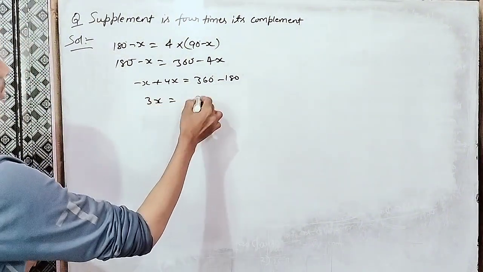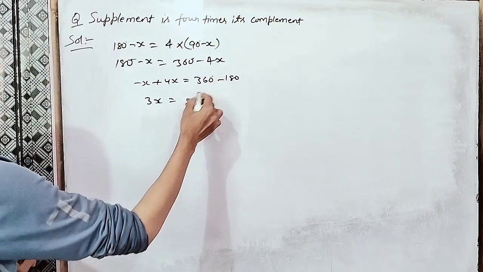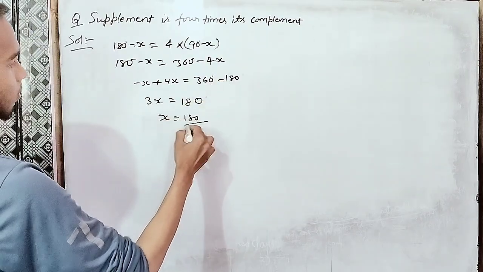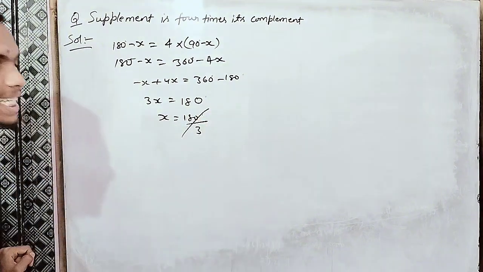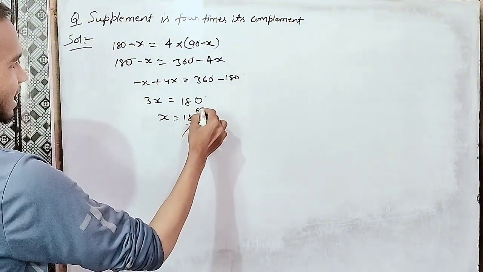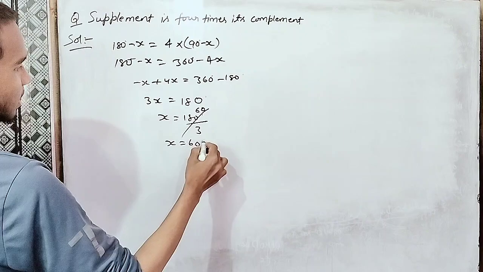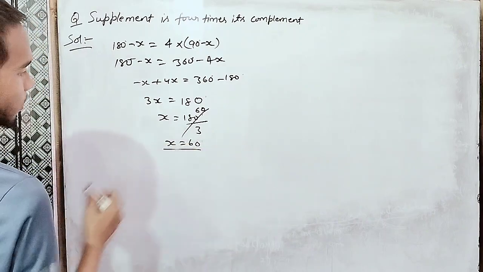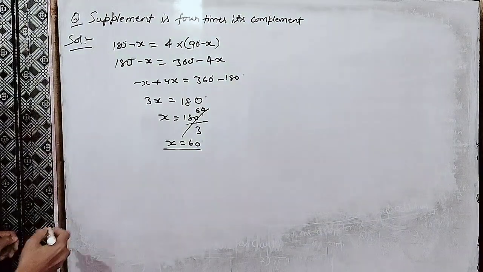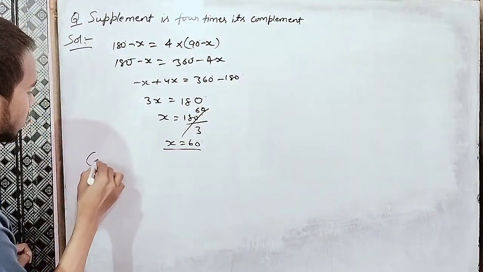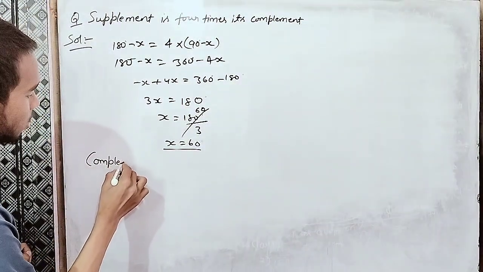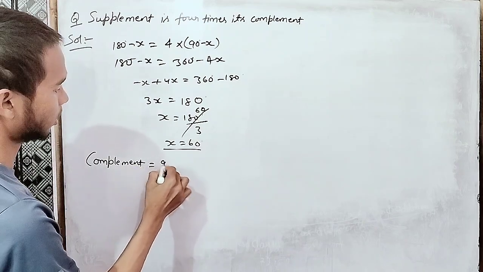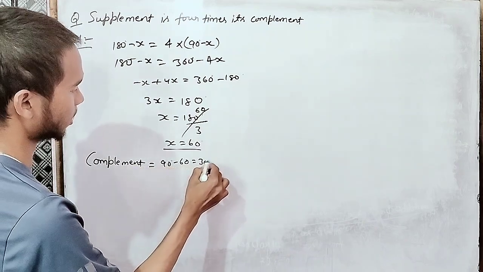3x, and then 3 6s are 18, so x is 60. Now we have the exact value, which is 60. Now the complement of this angle would be how much? 90 minus 60, 30.